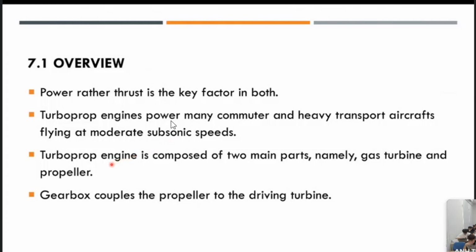Meanwhile, the turboprop engine is composed of 2 main parts, namely the gas turbine components, the core of the engine, as well as the propeller. We know that there is a gearbox that couples the propeller to the driving turbine.